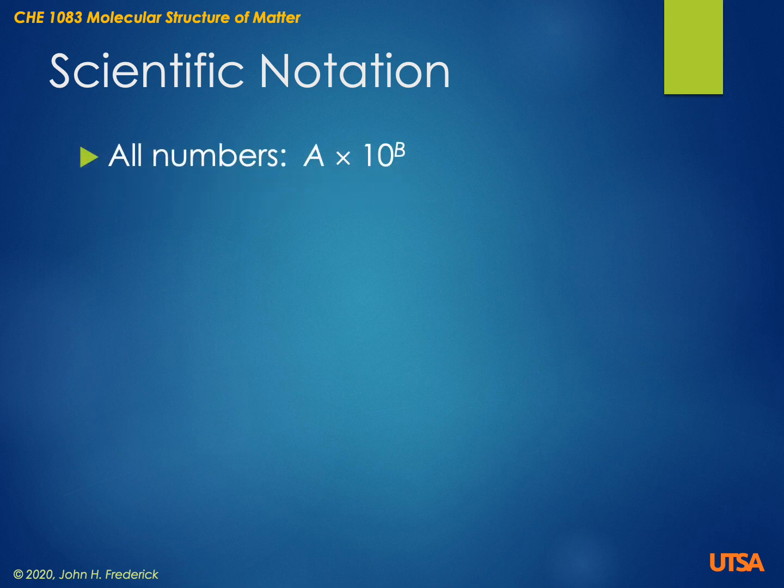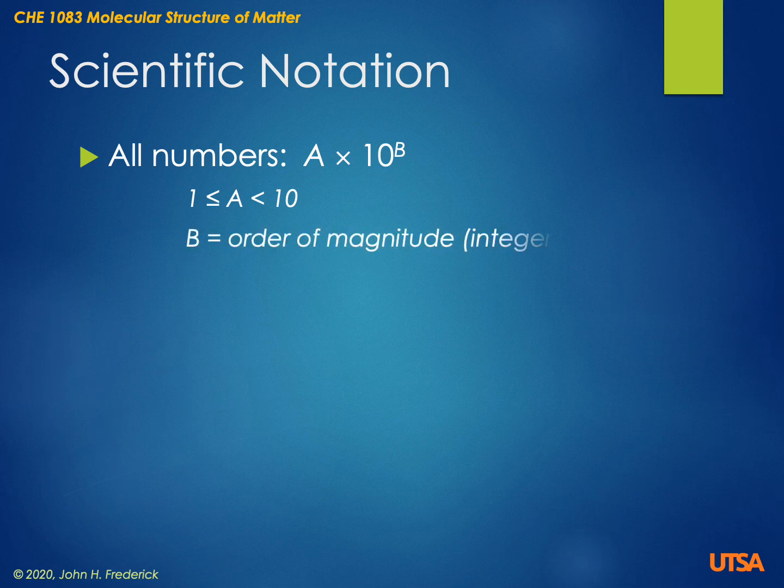Basically, all numbers are going to be written as one number A times 10 raised to another number B. Now, these two numbers have some strict constraints to them. A is always going to be a number between 1 and 10. Now, it can be positive or negative, but it's always going to be a magnitude that's between 1 and 10, less than 10. B can be anything, but it's always going to be an integer. And we call B the order of magnitude because it expresses in some ways how big that thing is.